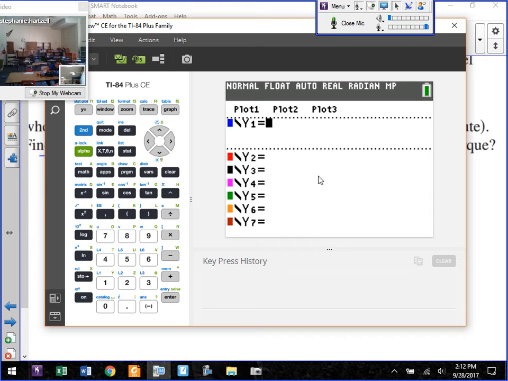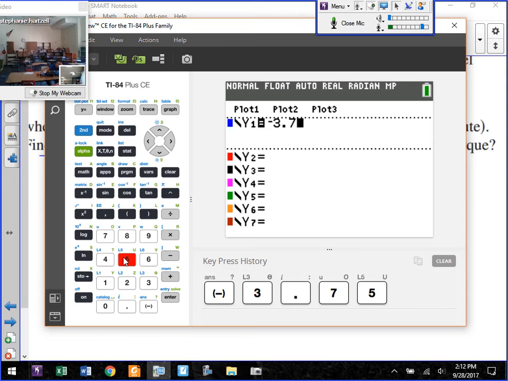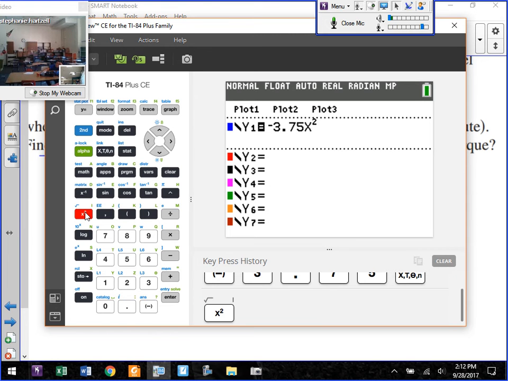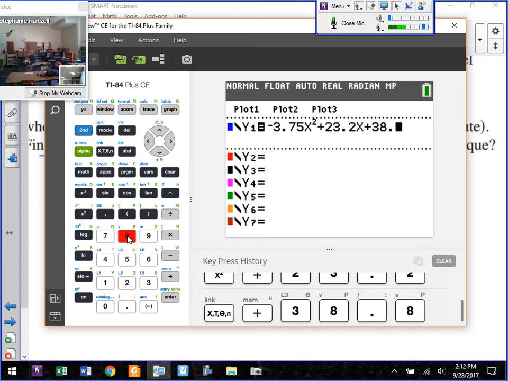Right. So our function was negative 3.75 x squared plus 23.2 x plus 38.8. The X button's right here next to alpha. Okay? Go ahead and get that in there.